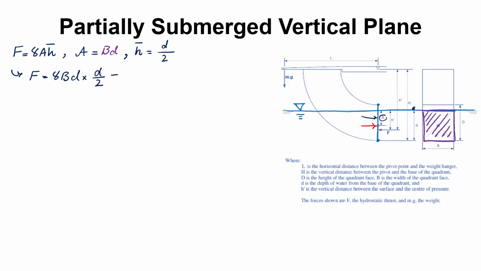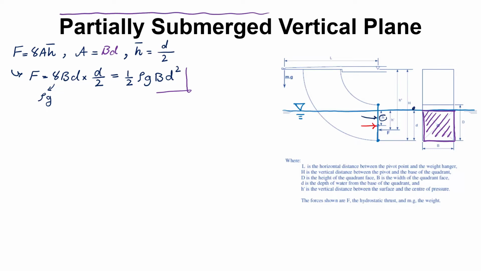And I can, instead of gamma, write rho times g. Rho is density and g is the acceleration due to gravity. And what I will have after some simplifying, okay, so this would be the equation that I will use to calculate force when I have a partially submerged condition.